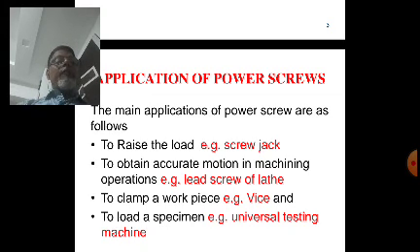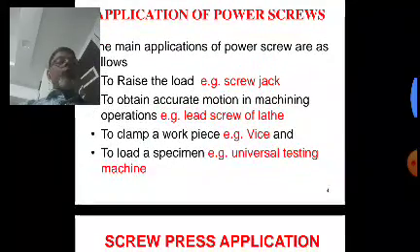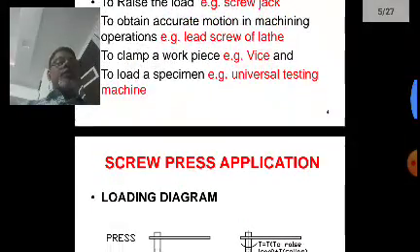Then to clamp the workpiece, especially the vices. In a vice we use the threads, that is the square thread mostly, and the screw which you are using we call a power screw, because it presses to hold the job, right? And the fourth one, to load a specimen, that means in UTM, universal testing machine, we use this.